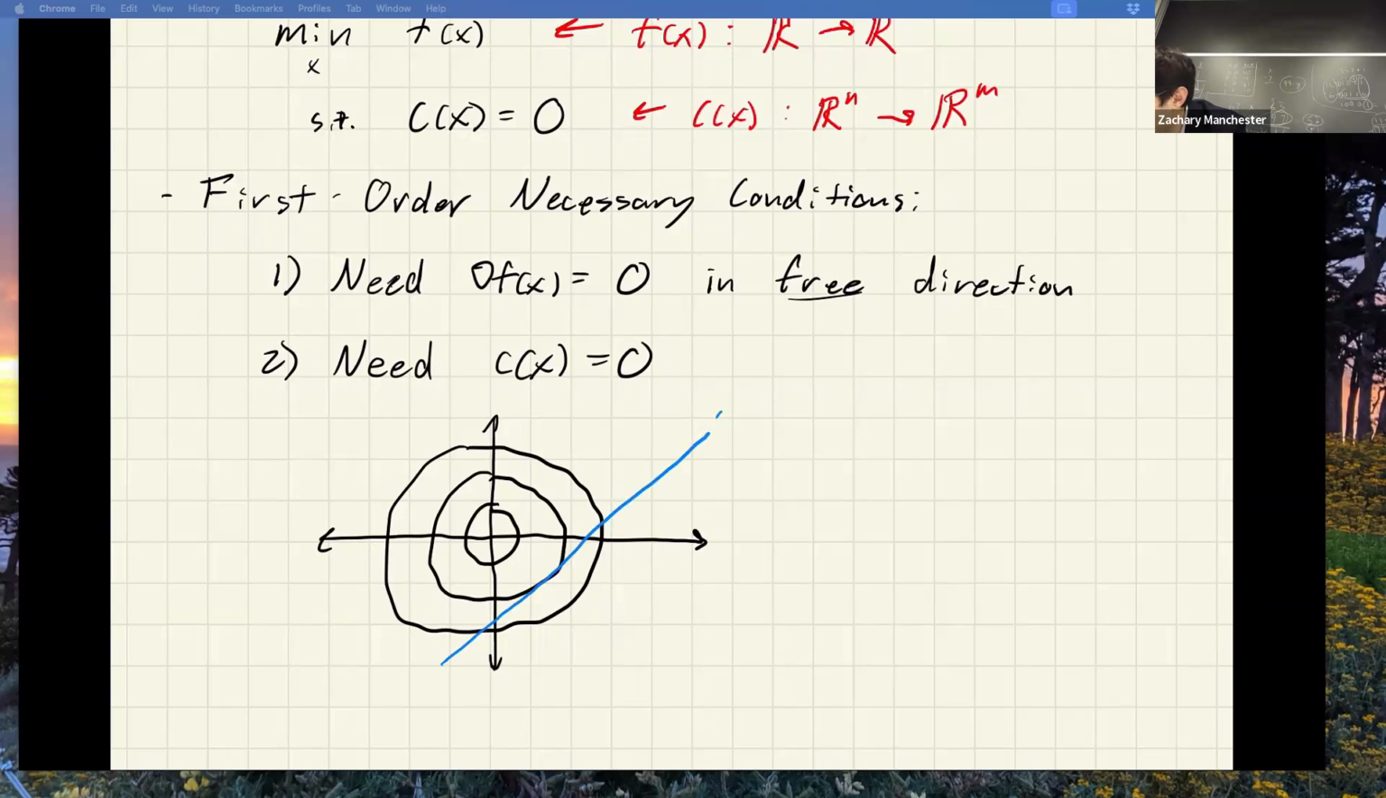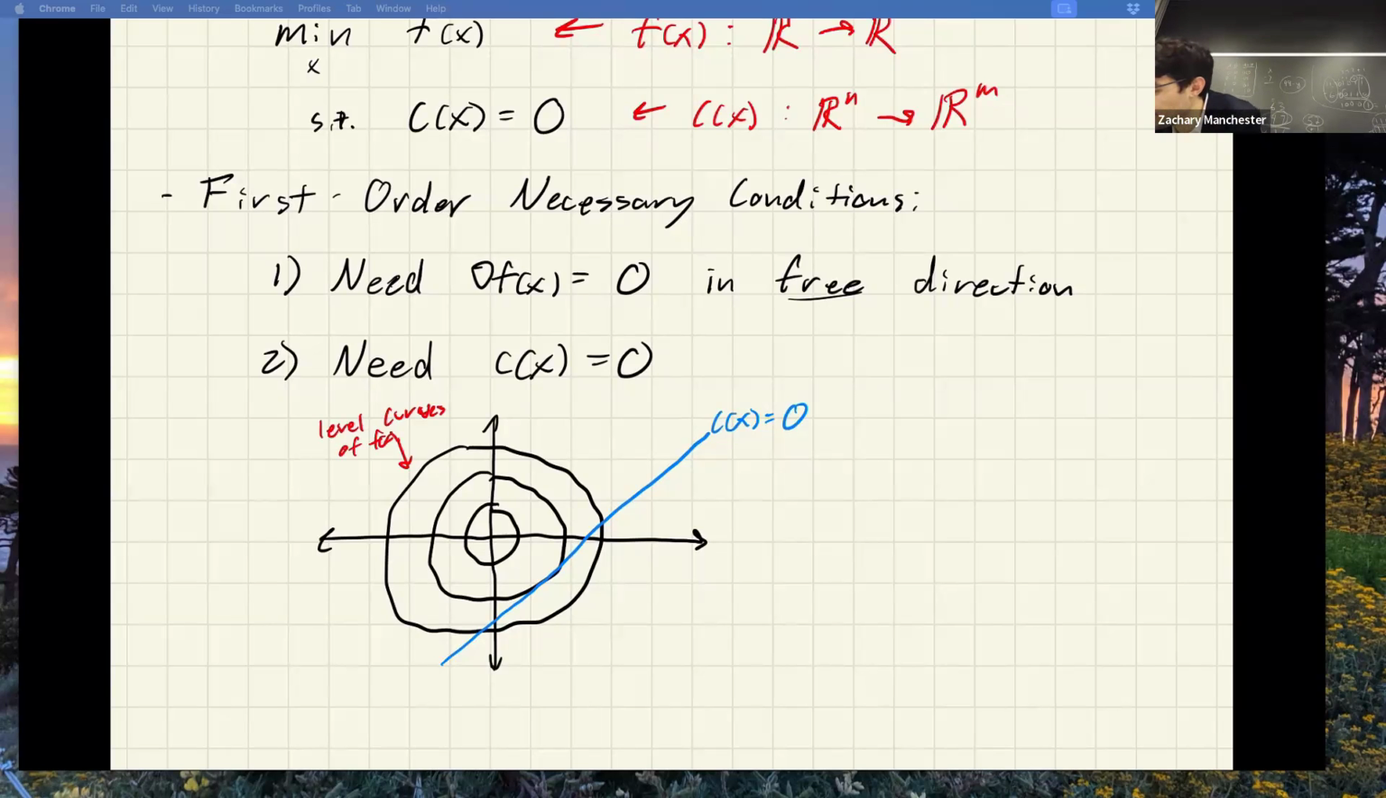So this line is the line c of x equals 0. And what this means is, I have to be on that line, right? So I'm trying to minimize that bowl subject to I'm only allowed to move on that line. So these guys are level curves of f, and then that line's my constraint.